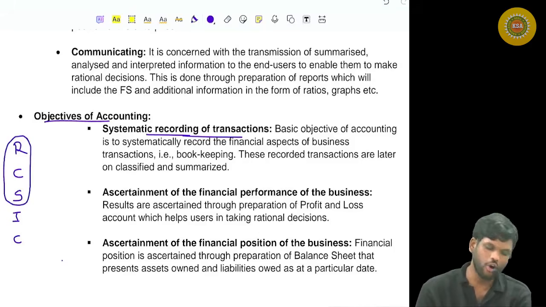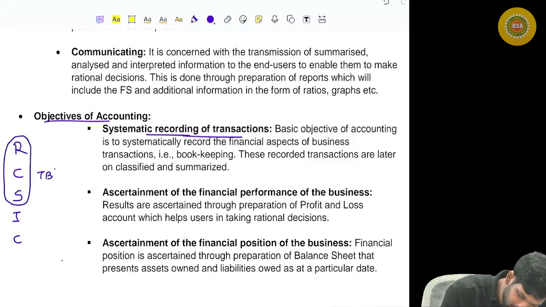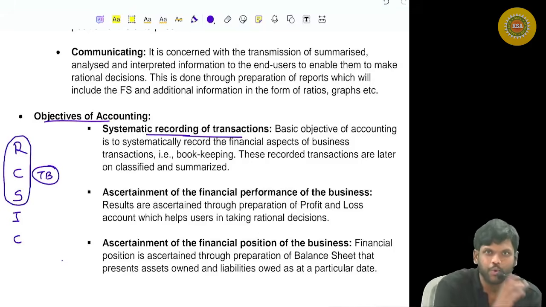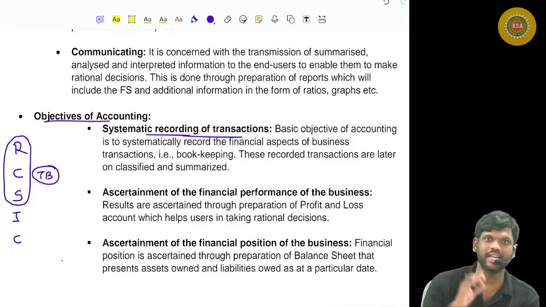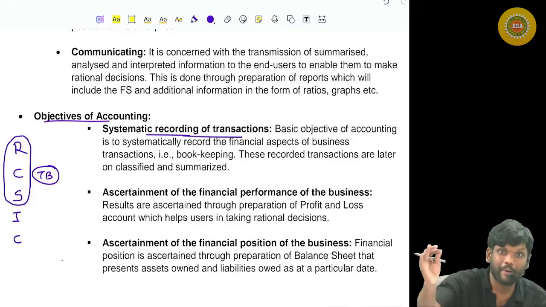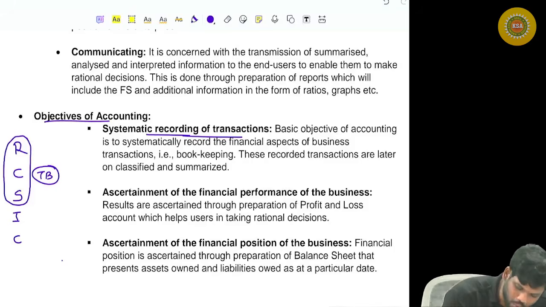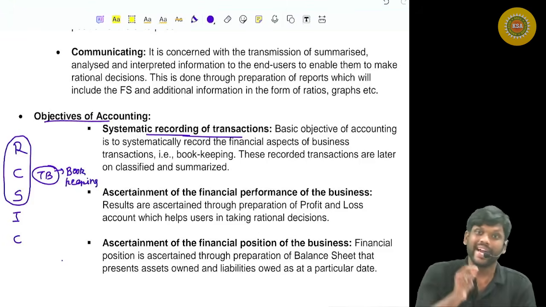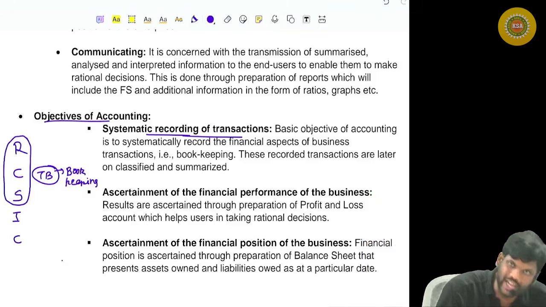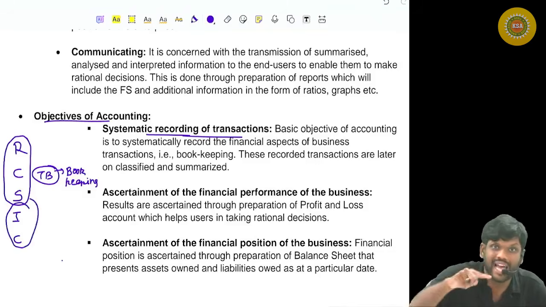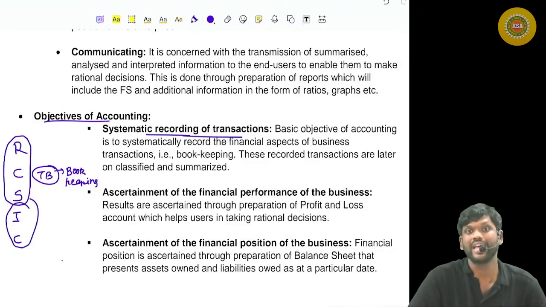Now the part which is till summarization, or in other words till trial balance, whatever you do, which is basically the clerical work of passing journal entries, posting them into ledger, and preparing trial balance, that clerical work is called as bookkeeping. It is a part of accounting, but accounting is a wider term which also includes preparation of financial statements, interpretation of financial statements, and communicating the results of those interpretation.